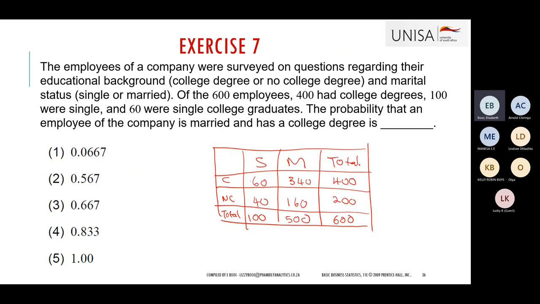employee of a company is married and has a college degree. We need to calculate the probability of marriage and college degree: observations satisfying divided by how many there are. What is the probability of marriage and college degree? Marriage and college degree, there are 340, right? And the grand total is 600.